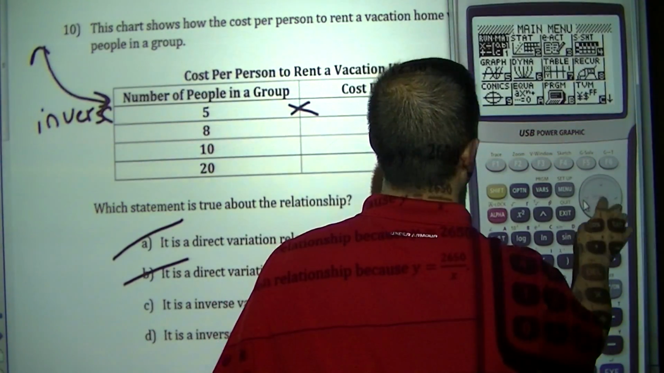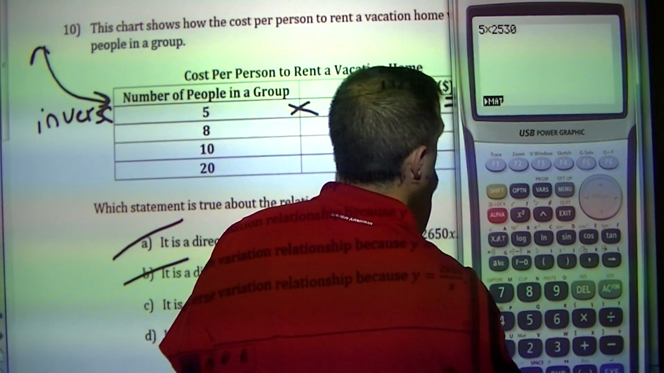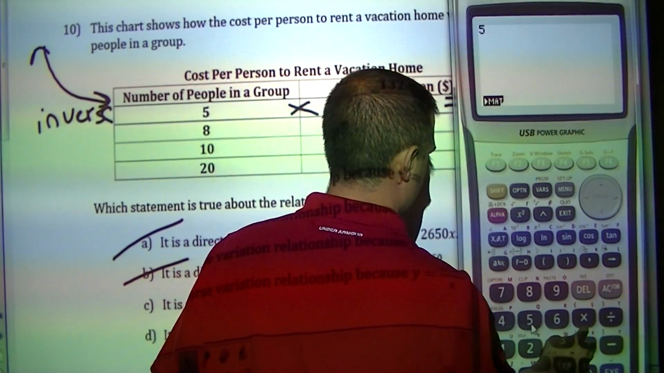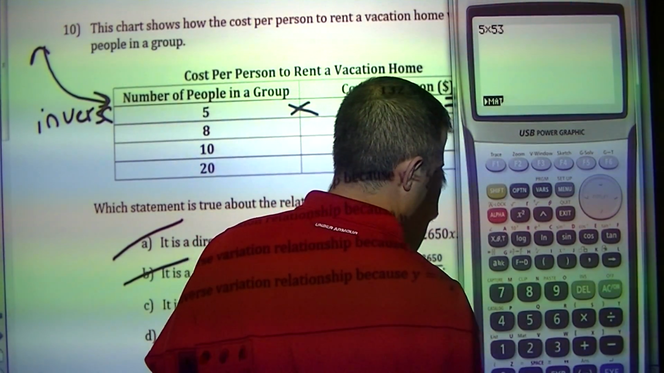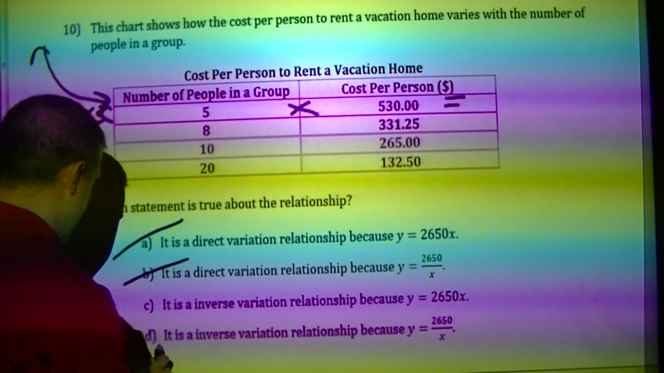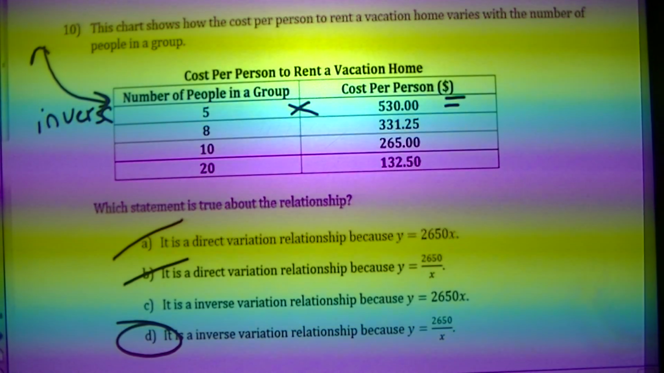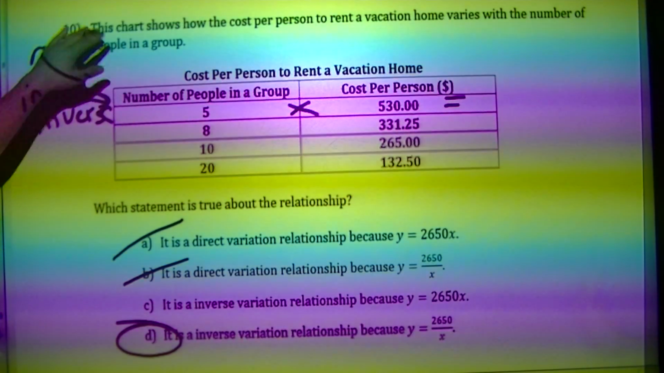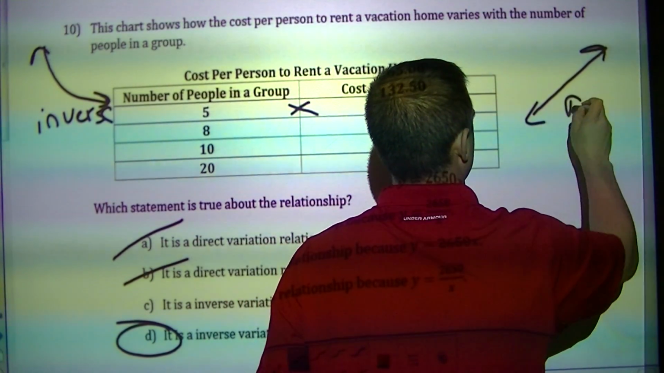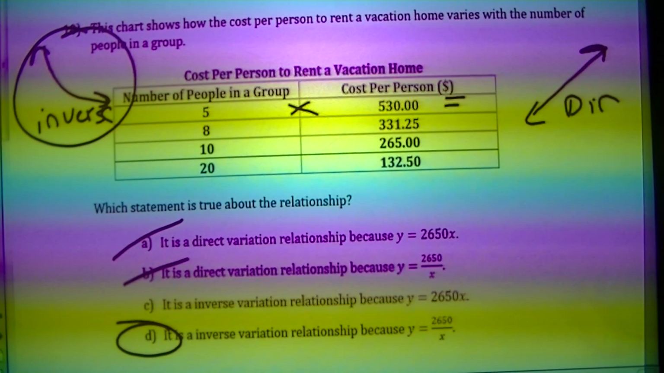So if I go back here, I can just do 5 times 530, and that's 2650. This is the one that's going to be the inverse variation when it's got the x like this. Very easy, once you figure out that if it goes down like that, it's inverse. If you're going up like this, it's direct. In this case, ours was inverse, and that's why I chose that one.